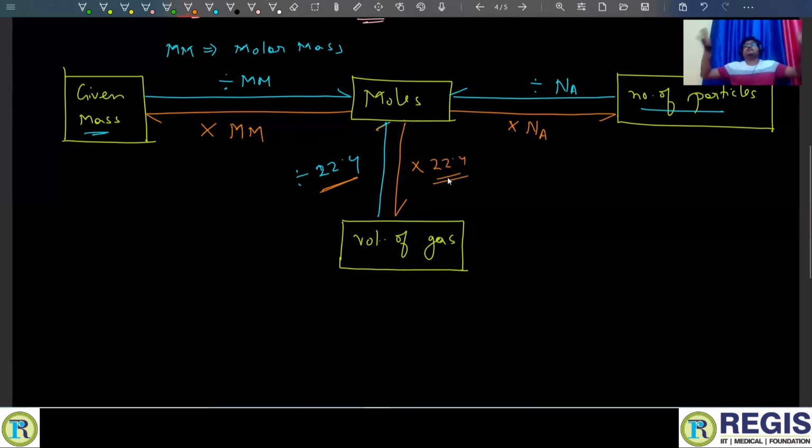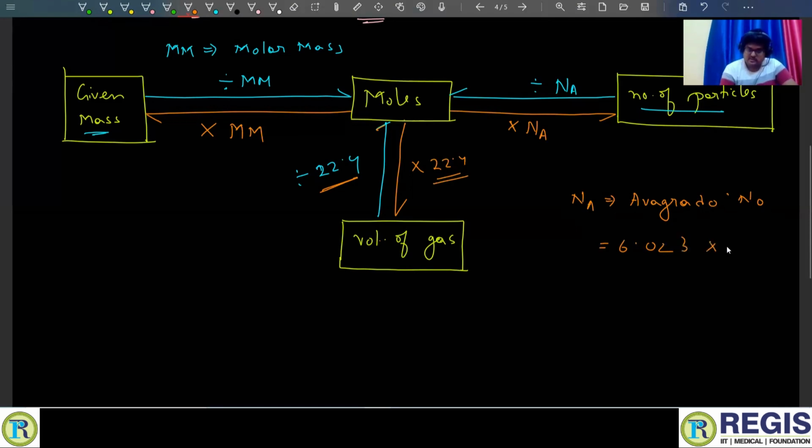Is it clear? So basically something is given to you. It can be given mass, number of particles, or volume of gas. You have to convert it to moles, which means always divide. Moles to anything means always multiplication. Remember this part: moles to anything, multiplication; anything to moles, always divide. Is it clear? Where Na represents the Avogadro number. You all know the Avogadro number, which is 6.023 into 10 to the power 23.